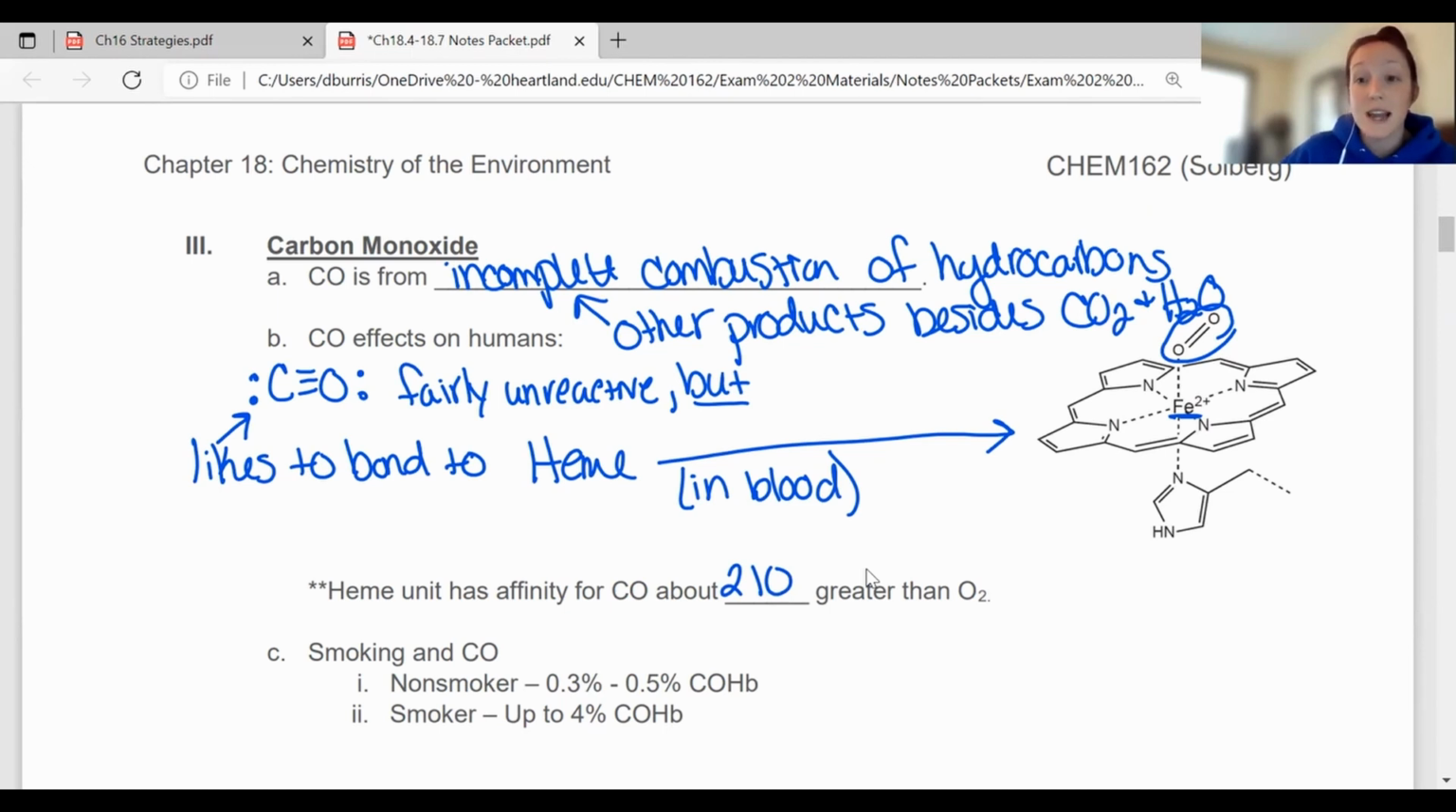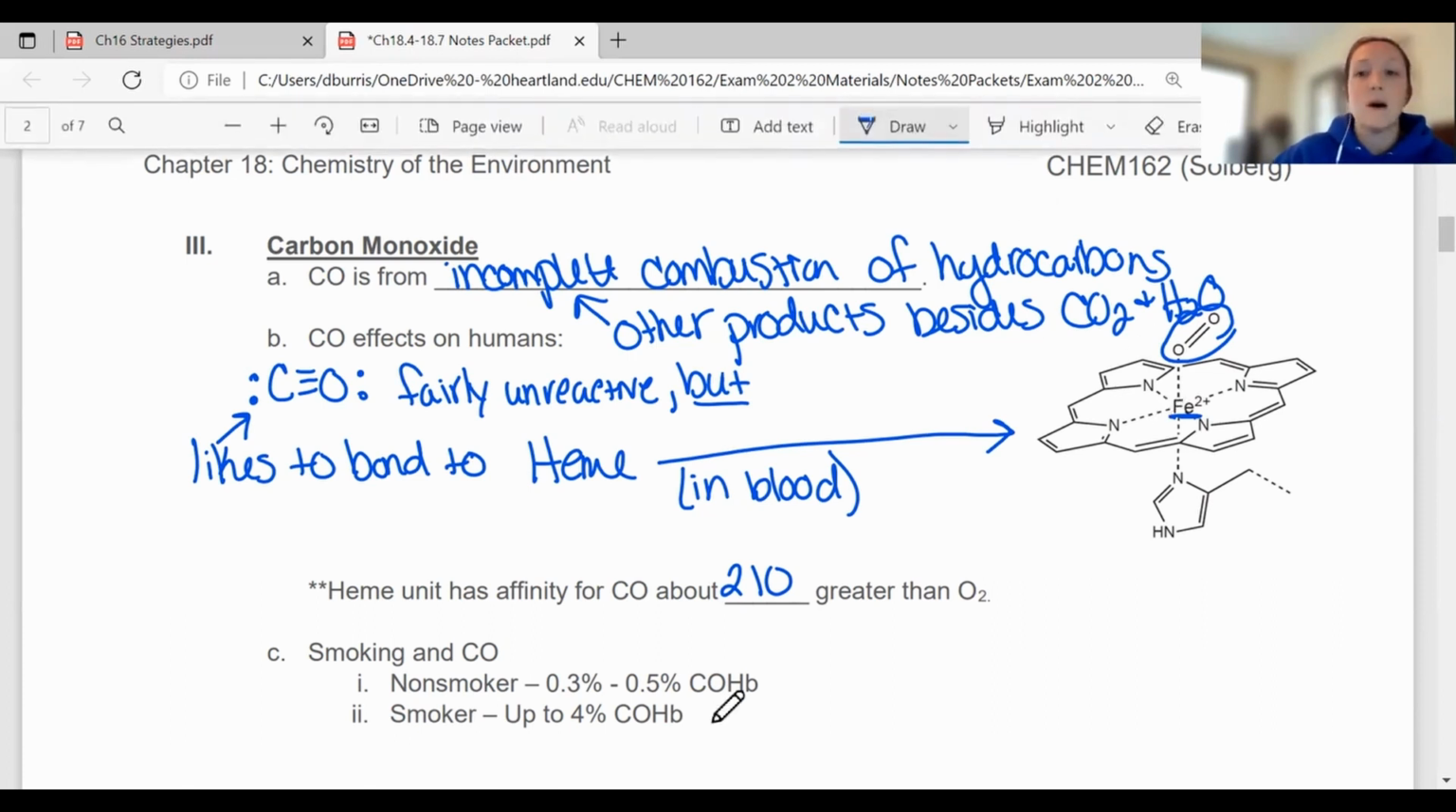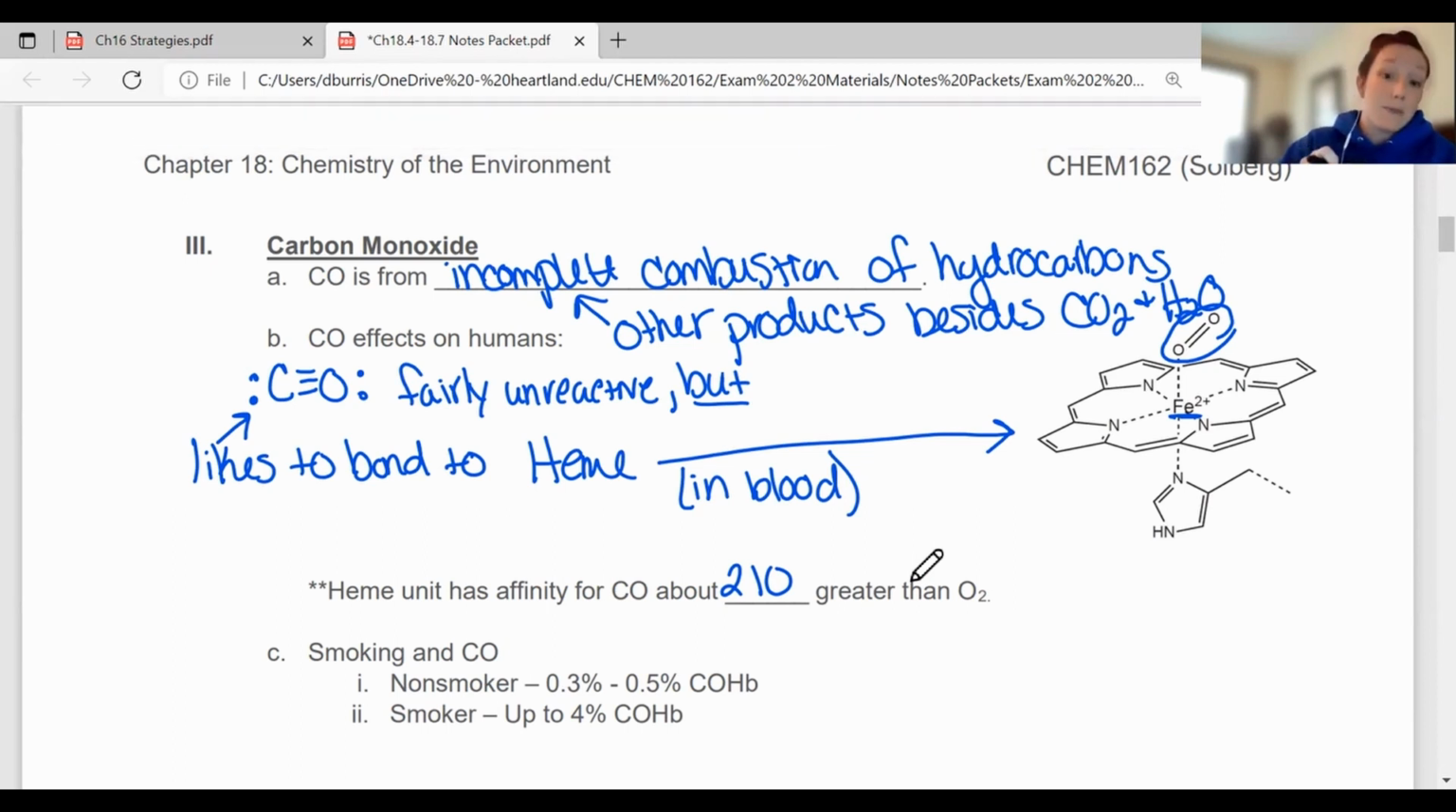So if carbon monoxide is really abundant, it's going to attach to the heme instead of oxygen, and that's where those problems come in. So that's what will kill you, is essentially your blood not being able to circulate oxygen because it's circulating carbon monoxide instead. So you need to be really careful and keep your carbon monoxide detectors up to date.